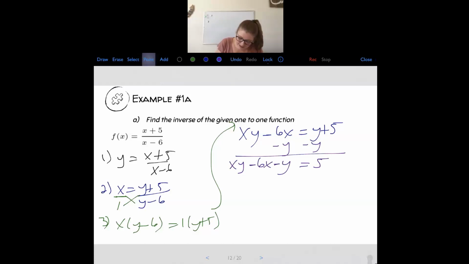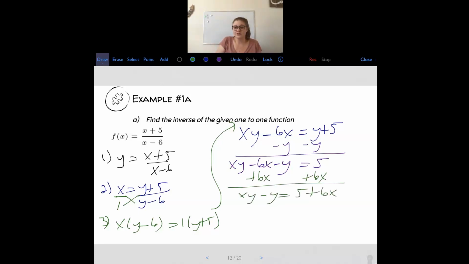Okay, even though this has a y in it, it's xy, which is different than just y. Now I'm going to add 6x to both sides to get my y's together. We have xy minus y is equal to 5 plus 6x. And now in order to solve for y, on the left-hand side, I can factor out a y from both terms. Both of these have a y, so if I divide a y out of both, I'm left with x minus 1 times y is equal to 5 plus 6x.